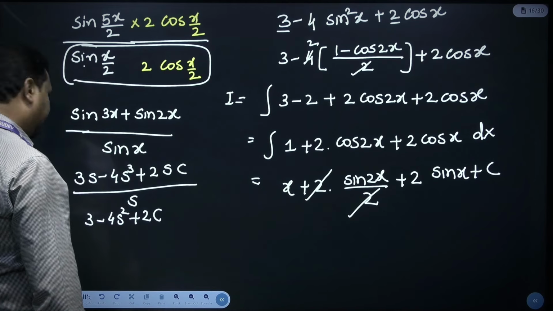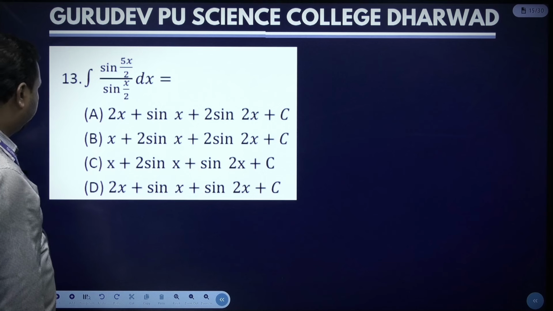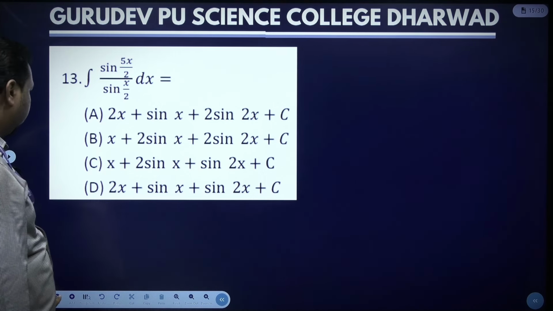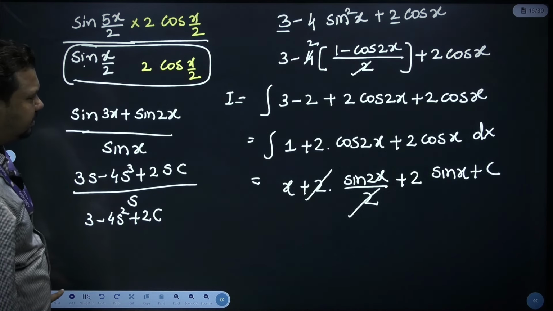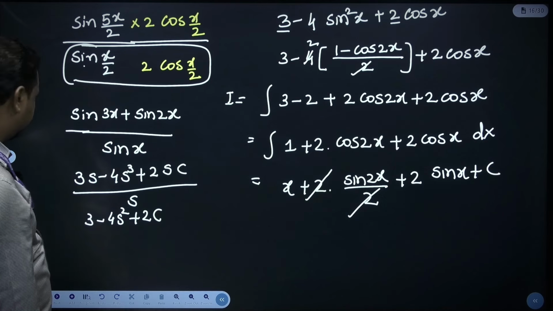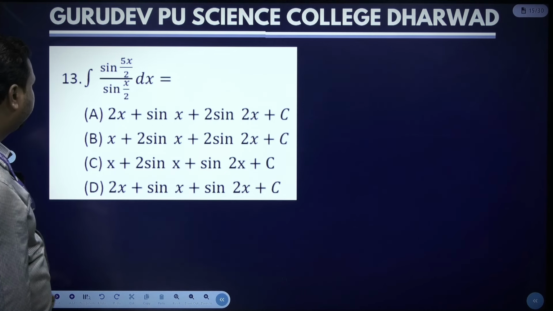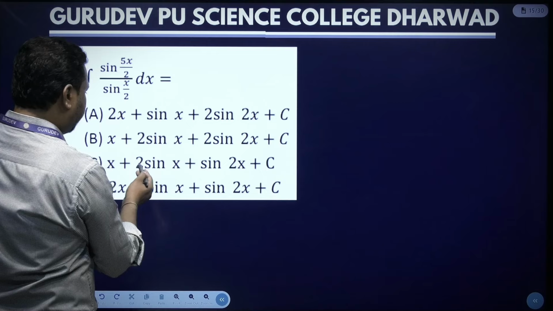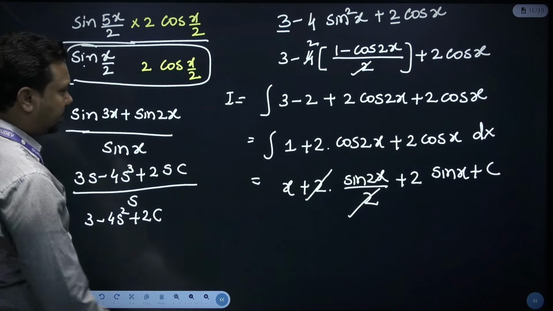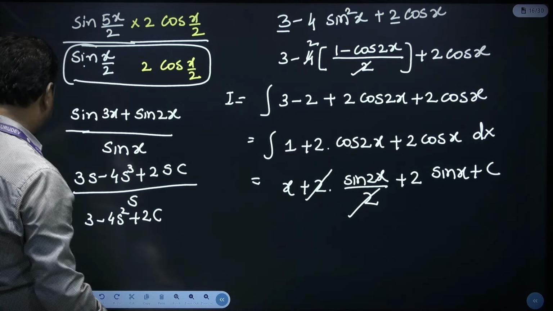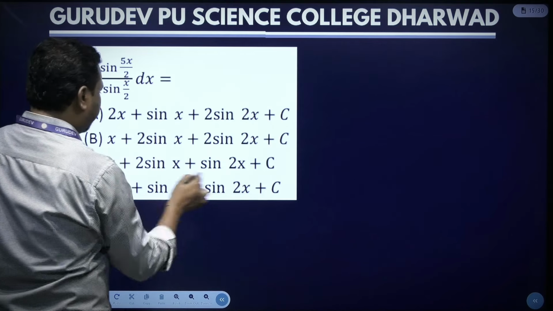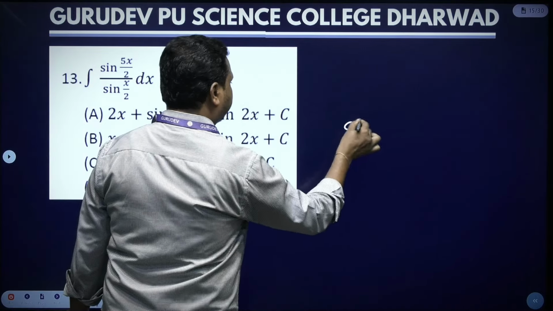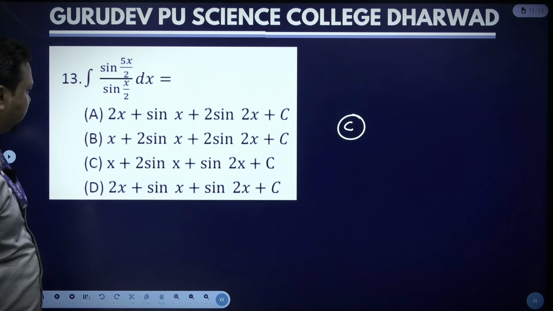I repeat: x plus sin 2x plus 2 sin x. You should have the x term, the sin 2x term, and the 2 sin x term. I think I'll go with option C as the right answer: x plus 2 sin x plus sin 2x.